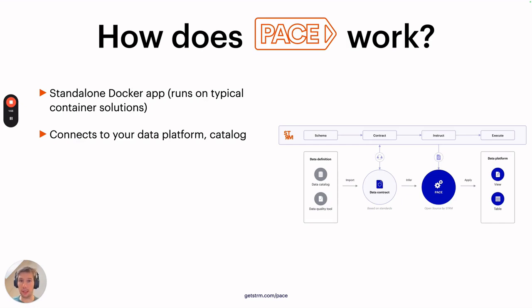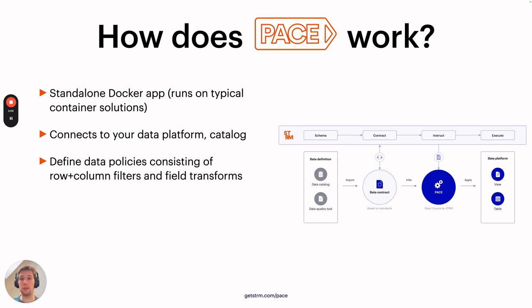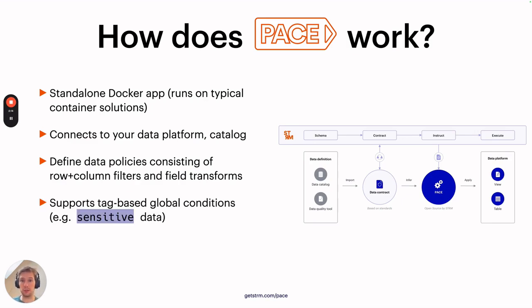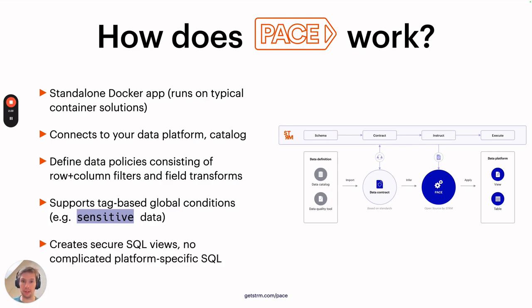And if you connect it to a catalog and platform, it sits in between the data catalog and the data platform itself. It allows you to define data policies through the use of row and column filters and field transforms. And you can also invoke specific transforms based on conditionals like tags. So for instance, if you have data tagged as sensitive or as personal, you can define globally or locally what the transform and filter is that should be applied to the data based on the tags.